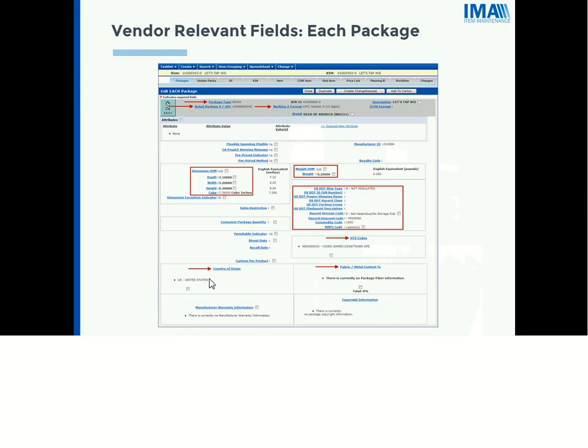And then your fabric metal content. This isn't applicable to everyone. It depends on what your product is and the business you're working in. But basically you select the fabric or the metal content, and then you enter the percentage of the makeup for your product.